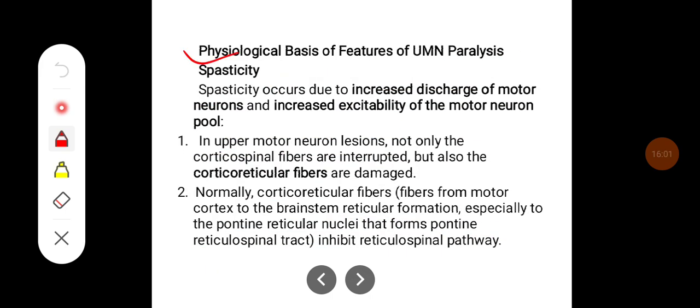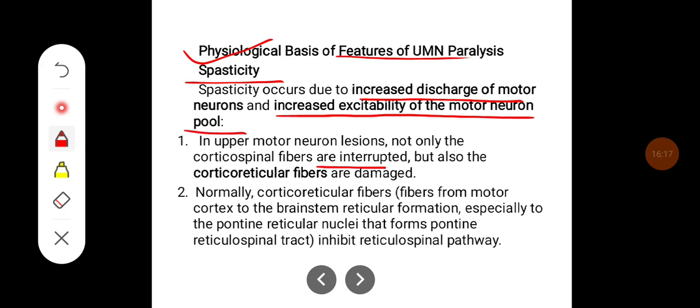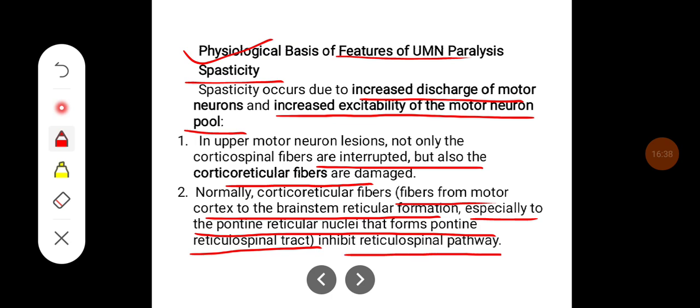The physiological basis of the features of UMN paralysis. Spasticity. The spasticity occurs due to the increased discharge of motor neurons and increased excitability of the motor neuron pool. In upper motor neuron lesions, not only the corticospinal fibers are interrupted, but also the corticoreticular fibers are damaged. Normally, corticoreticular fibers from the motor cortex to the brainstem reticular formation, especially to the pontine reticular nuclei that form pontine reticulospinal tract, inhibit reticulospinal pathway.